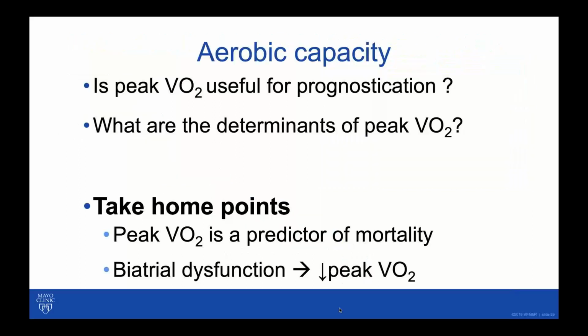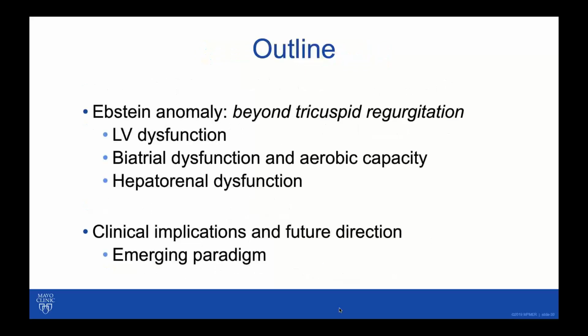So to put this together, we show that yes, peak VO2 is prognostic in this population, and it is determined by a number of factors, but the initial insult now leads to ventricular underfilling and reduced cardiac output.